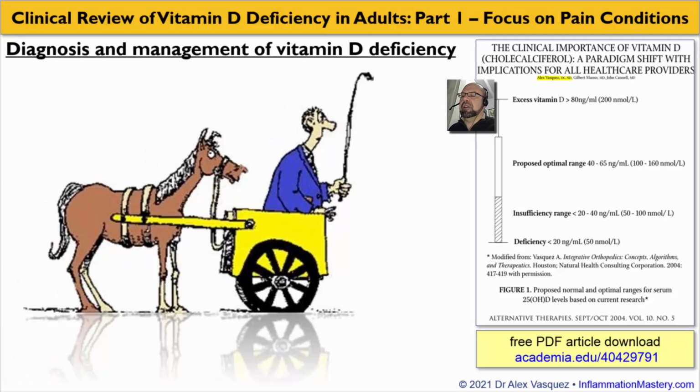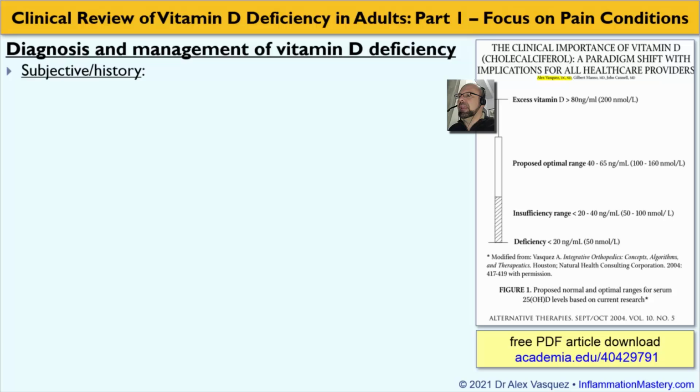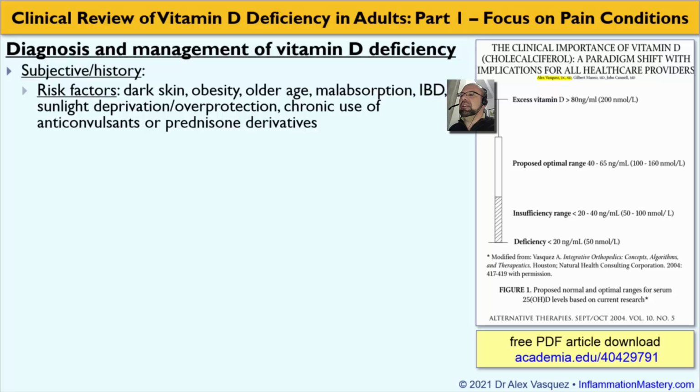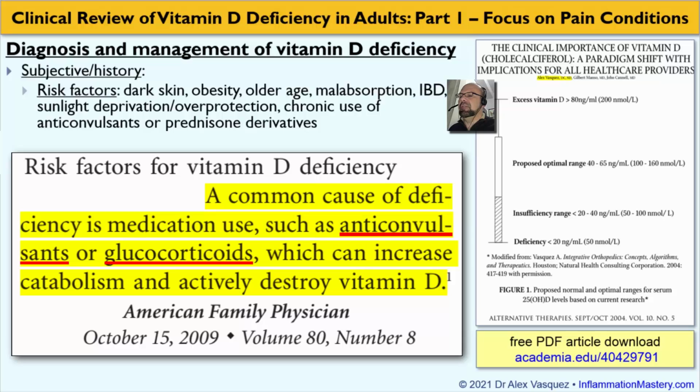So the main summary is going to be presented on this slide. So we're going to look at this slide right now, and then we'll look at it again toward the end of the presentation. But what I want to focus on is diagnosis and management of vitamin D deficiency in adults. Subjective or historical components include risk factors such as dark skin, obesity, older age, malabsorption, inflammatory bowel disease, of course because of the inflammation and the malabsorption, sunlight deprivation or overprotection, and chronic use of anticonvulsants or prednisone derivatives, often called steroids or anti-inflammatory steroids.